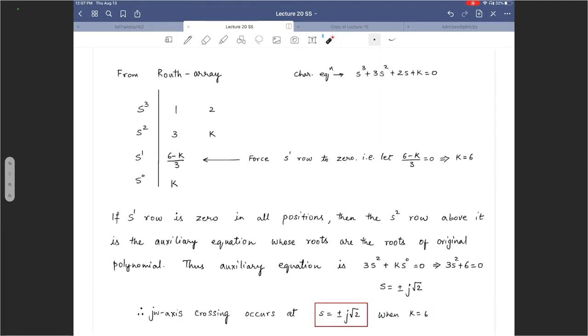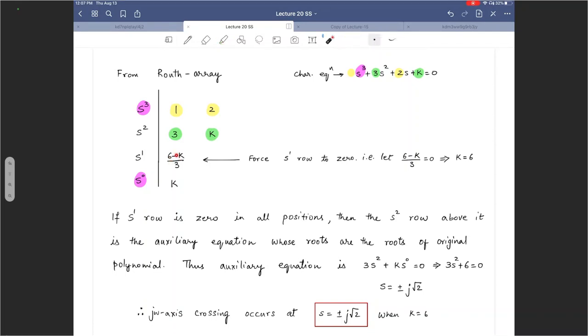I filled in first. What did I do? I started with s cubed. I went all the way to s power 0 in the leftmost column. Then I entered the coefficients for the first two rows. 1 here, 2 there. Next, 3 there, k there. Right? So far, it was pretty straightforward.